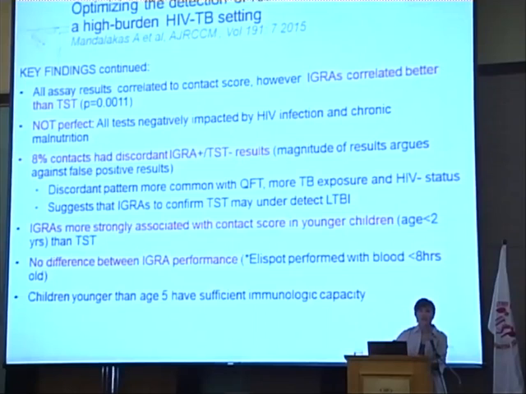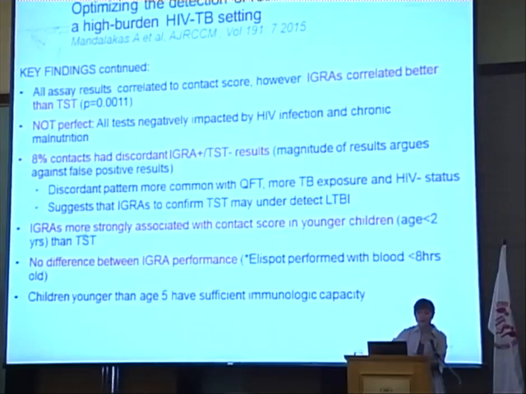Each test was negatively impacted by HIV. And 8% of the patients had a positive IGRA and a negative skin test. So how do you interpret that? The authors said that because the IGRA result was so strong, it argued against a false negative skin test. And this discordant pattern was more common with QuantiFERON, more exposure, and HIV negative status, okay?